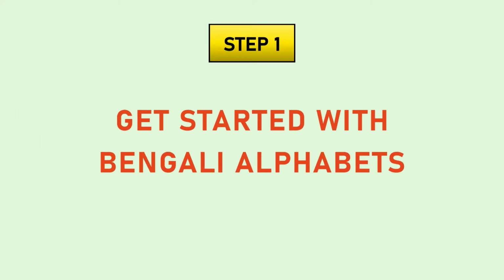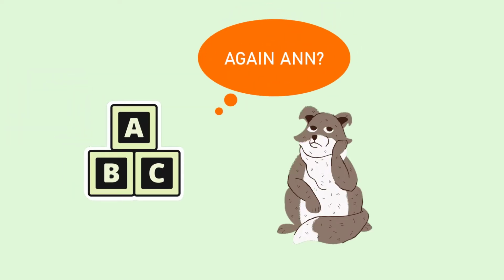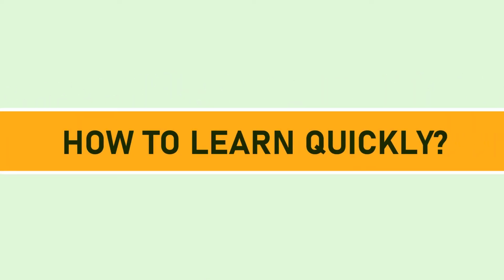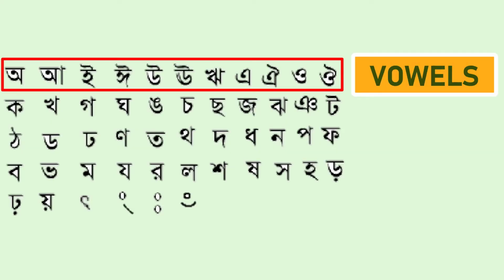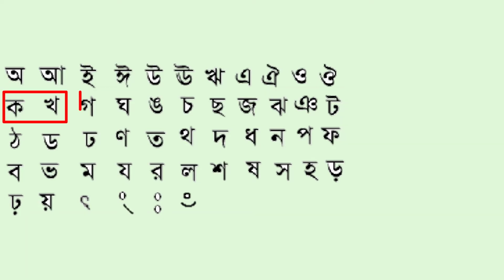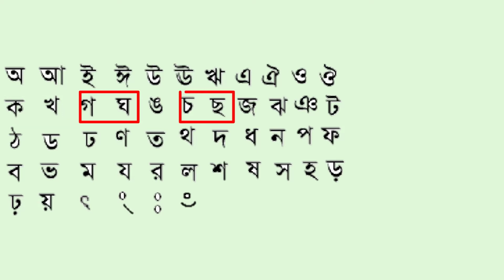Step number 1. Get started with Bengali alphabets. Well, I don't want to make your learning journey more boring, but this is necessary to get to the next step. So, how to learn the Bangla alphabets quickly? Well, the Bengali alphabets contain 11 vowels and 39 consonants in total. Therefore, consider dividing these letters into groups and start mastering them in less than a month.